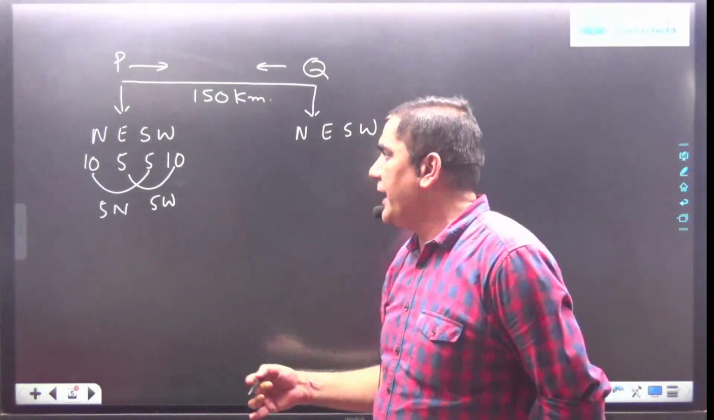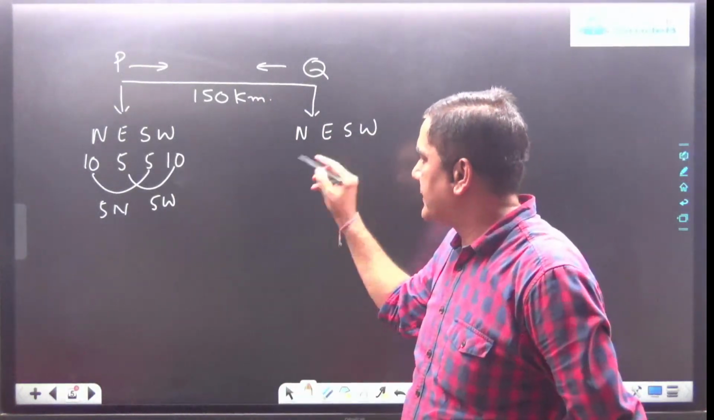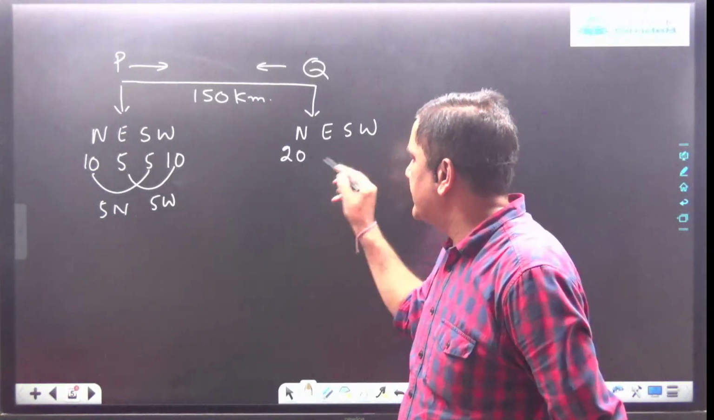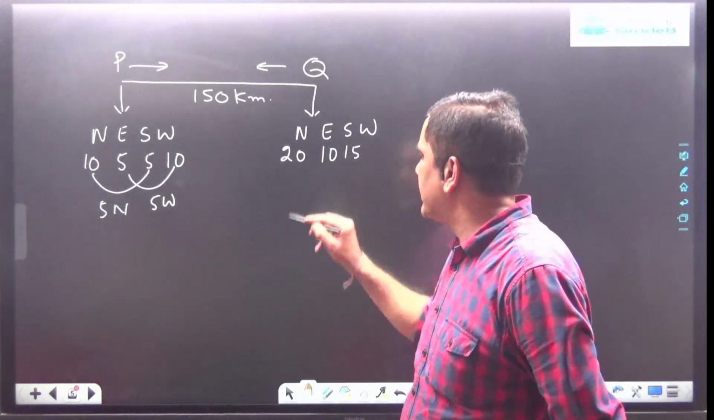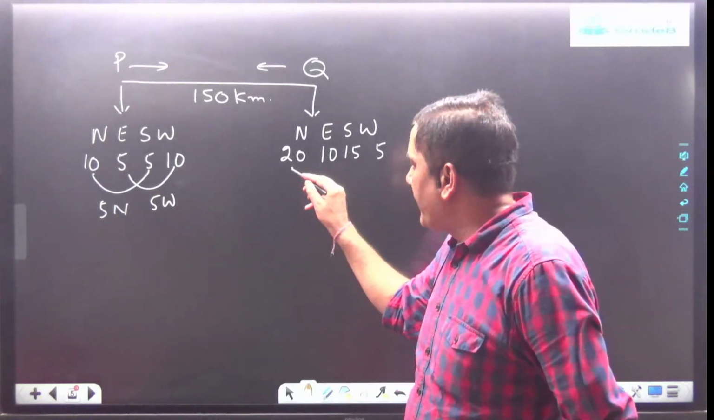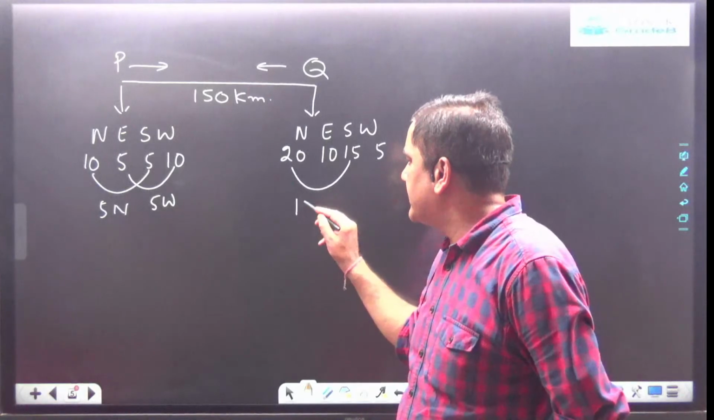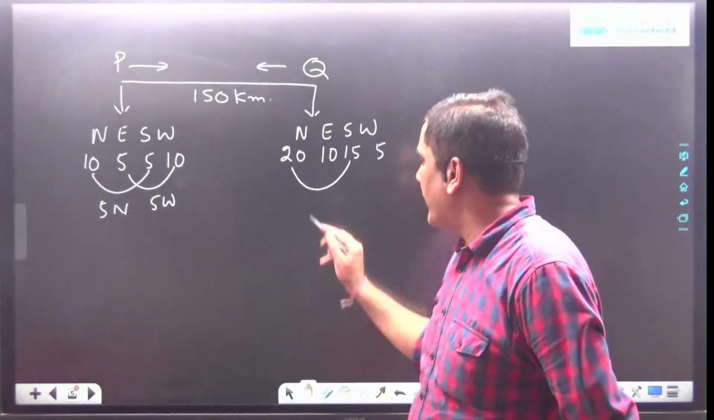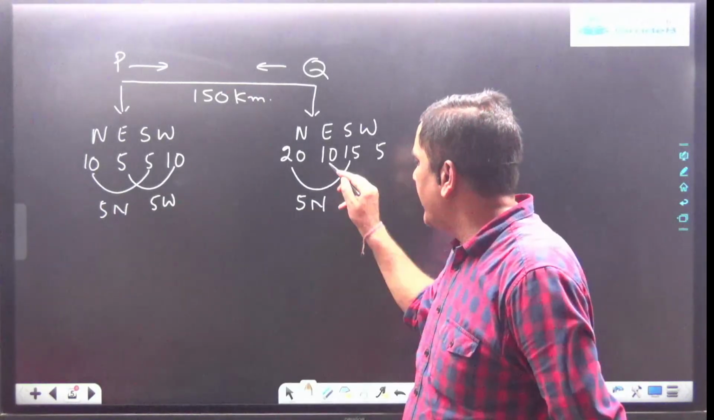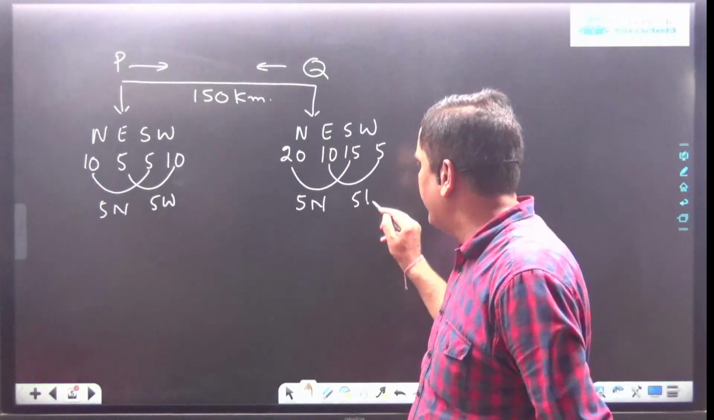Now let's plot the NESW for Q. Let's take an example. Suppose this is 20, this is 15, this is 10, and let's assume this is 5. So if I'm going to take these two, it comes out to be how much? This comes out to be 5. Comes out to be how much? 5 north. If I'm going to take these two, it comes out to be 5 east.